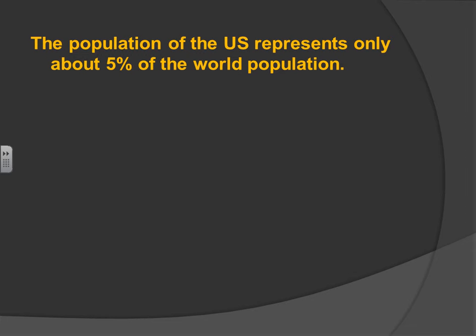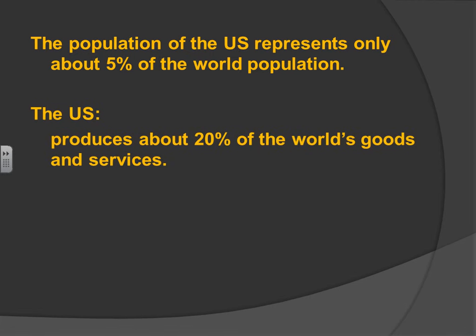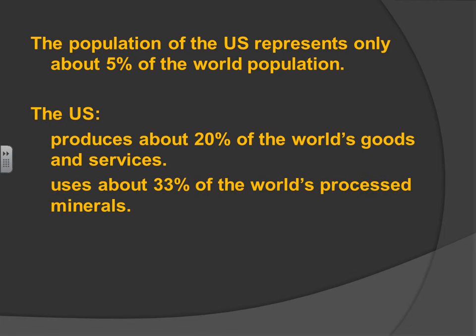Right now, the population of the United States represents only about 5% of the world's population. But the U.S. produces about 20% of the world's goods and services. So that sounds great. Yeah, we're only 5% of the population, but we're producing 20% of the world's goods and services. However, we use about 33% of the world's processed minerals. Now think about that. 5% of the people are using 33% of the processed minerals.